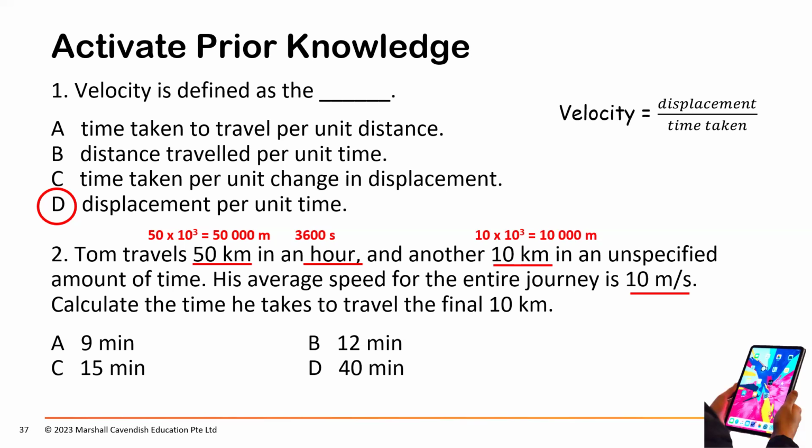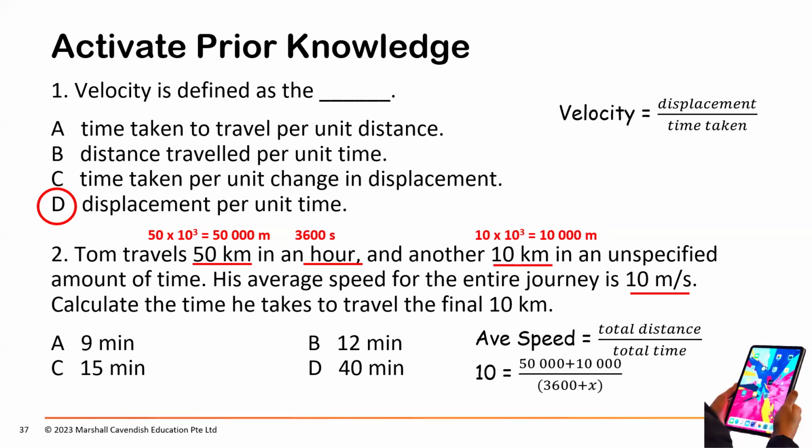So I'm going to use the formula: average speed is total distance over total time. When I have total distance over total time, I am going to substitute my numbers in. The average speed is given as 10. The total distance is actually 50,000 plus 10,000 meters. It's 60 kilometers or 60,000 meters over the entire time.